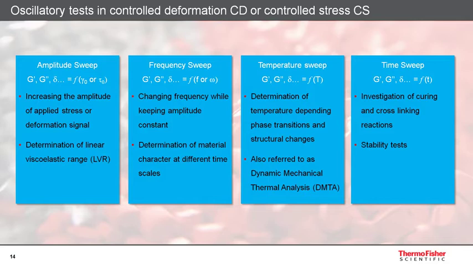During a temperature sweep test, amplitude and frequency of the excitation signal are constant while the temperature is changing. This test is also known as dynamic mechanical thermal analysis. It can be used to determine temperature-dependent structural changes and phase transitions of a material.